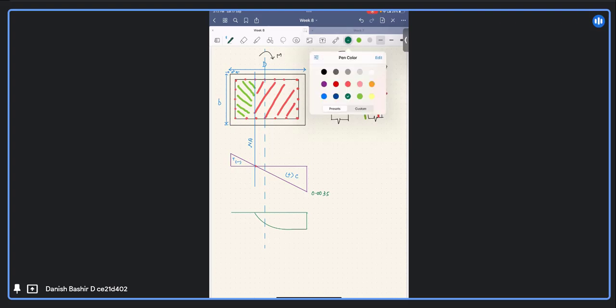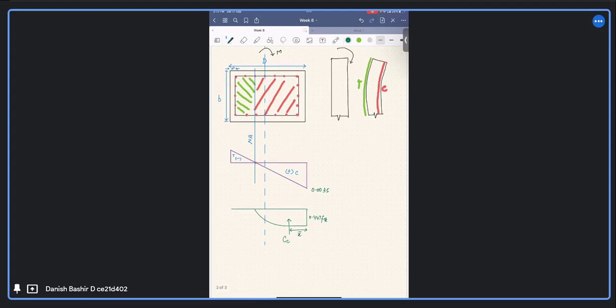So we will write here 0.447 FCK. FCK is the characteristic compressive strength of concrete. So our total resultant compressive force, CC, will be acting somewhere here, at some X bar distance from the most compressed edge.